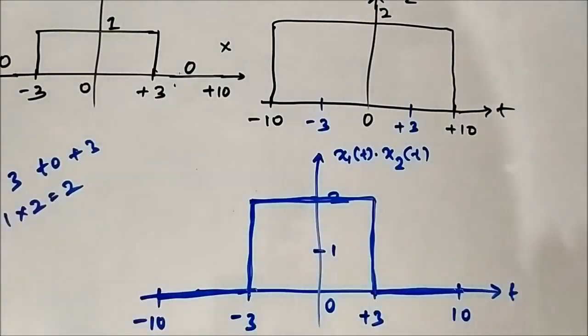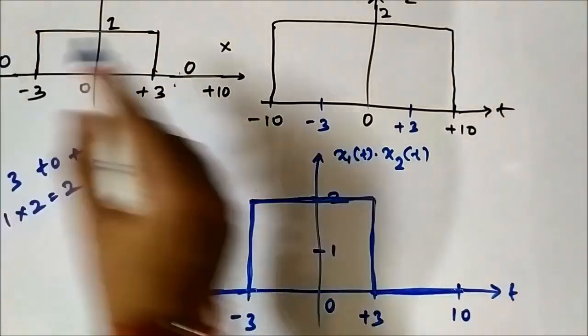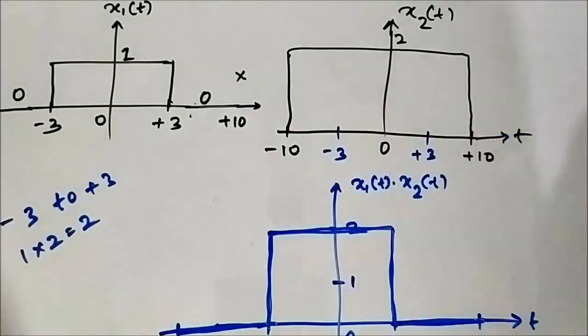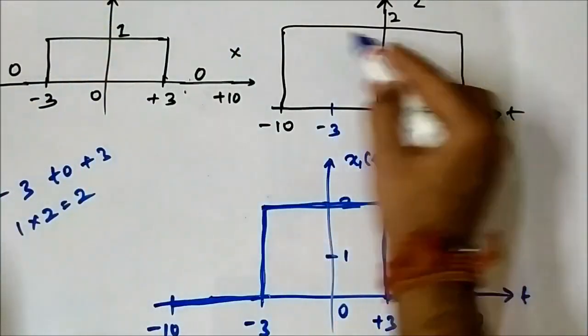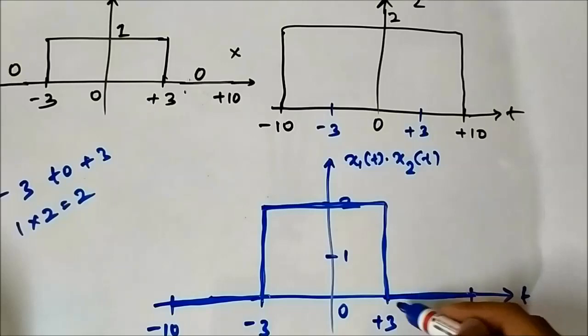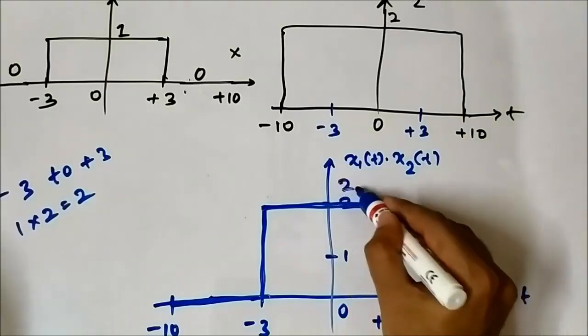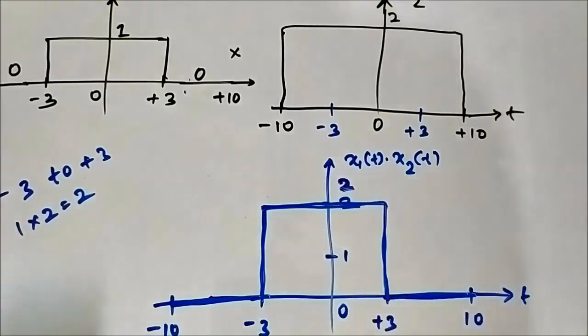From minus 10 to minus 3 and plus 3 to plus 10, it is 0 because one signal is 0, and 0 multiplied with anything is 0. From minus 3 to plus 3, here it is 1 and here it is 2, and 1 into 2 is equal to 2. So from minus 3 to plus 3 it is equal to 2. This is signal multiplication on some random signals. Here we have discussed some basic concepts related to signal multiplication.